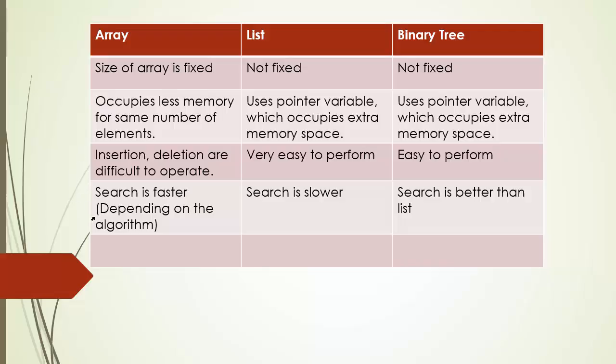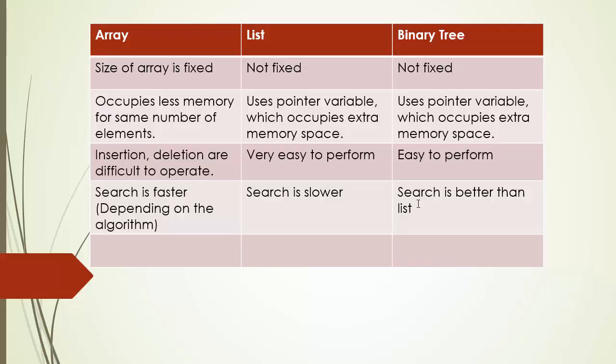But the search is faster in an array, depending on the algorithm. In a list it is a little bit slower. In trees it's okay compared to a list, but slower than an array. So depending on the algorithms it varies. We will study all the things about the data structures, all their pros and cons, whether we should use an array, list or tree.